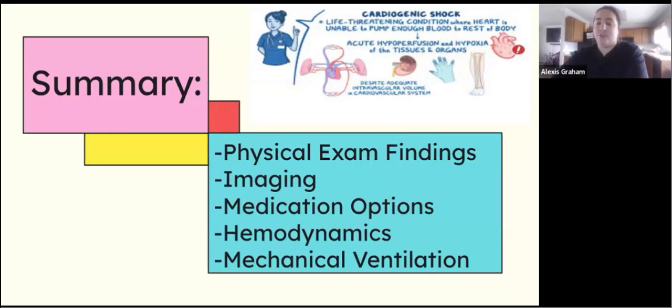Hemodynamics, we just went over. PCWP is greater than 15 millimeters of mercury. The cardiac index is less than 2.2. The SVR can be slightly increased. For the ABGs, you'll have the metabolic acidosis with high lactate levels and hypoxemia. Medication options, you can use aspirin, heparin, dopamine, diuretics, inotropic agents, or vasopressors.